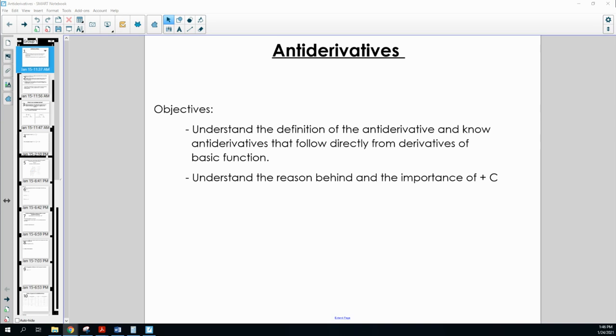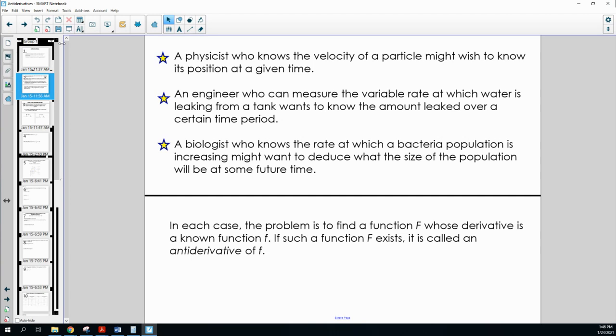In this lesson, we're going to go over antiderivatives. So this is really starting the second branch of calculus, which is involving integrals. Antiderivatives can help us do a couple of different things. Here are some real-life scenarios which use antiderivatives. You can read them yourself.